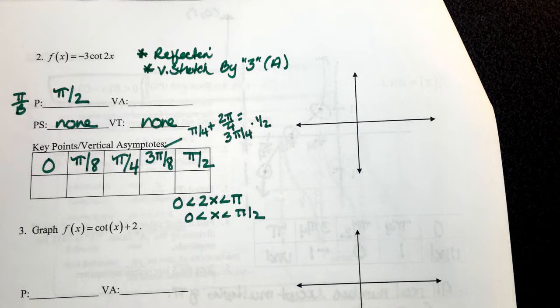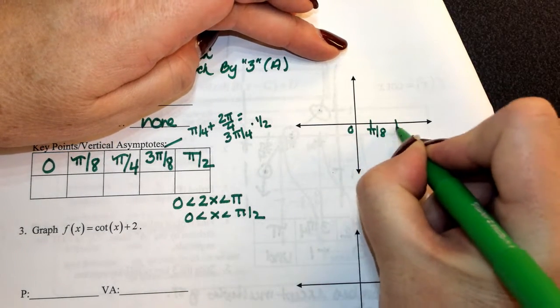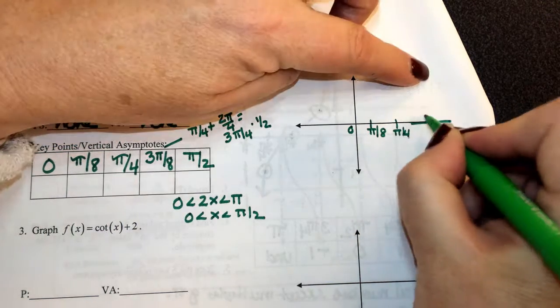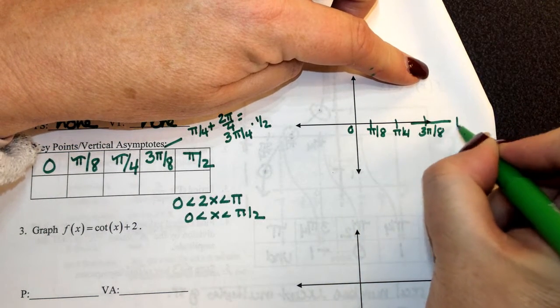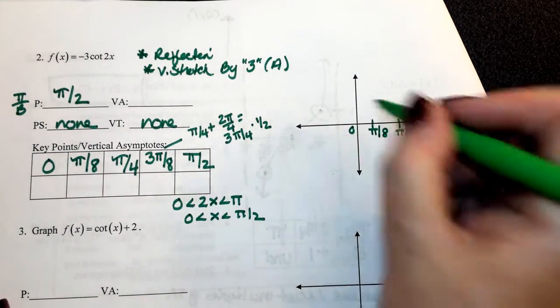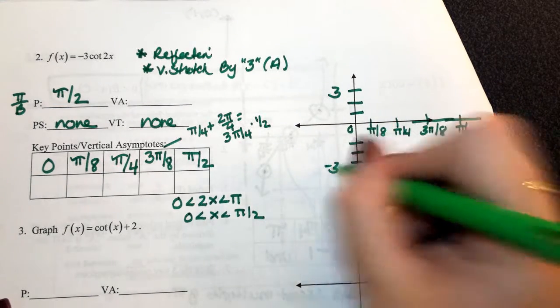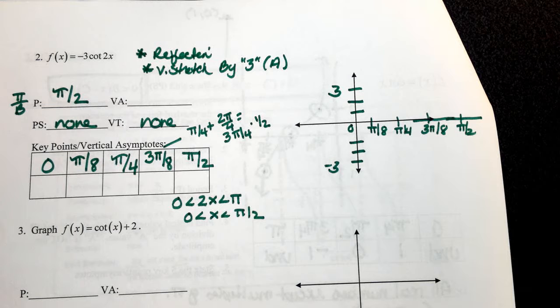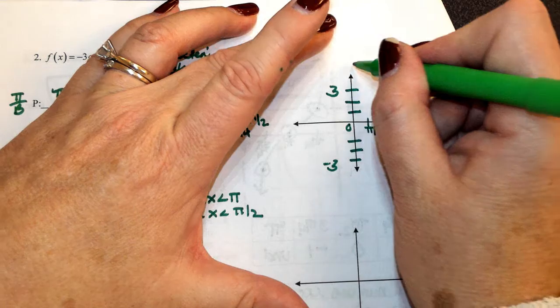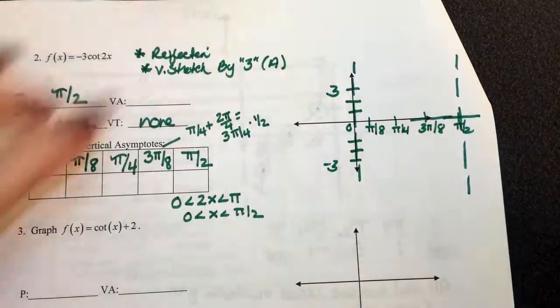Where's the baseline? Baseline's what? 0. It's just the x-axis. The a value is 3, so I know I'll have to be 3 units above, 3 units below the baseline for those other points. Remember, it's a cotangent. You're going to start and end the cycle with those vertical asymptotes.